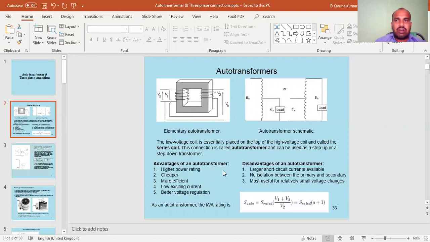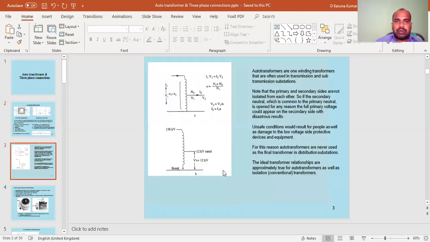What are the advantages and disadvantages of an auto transformer? The advantages are high power rating and very low cost. The efficiency is higher, the exciting current is low, and voltage regulation is better. The disadvantages are a larger short circuit current and no isolation between the primary and secondary windings. It is most useful for relatively small voltage changes. This is the main disadvantage of the auto transformer.